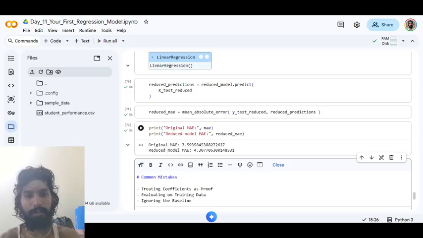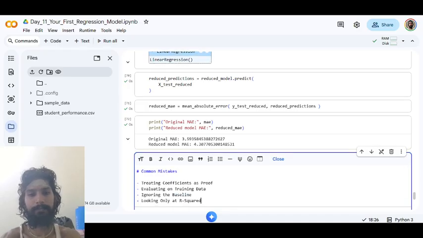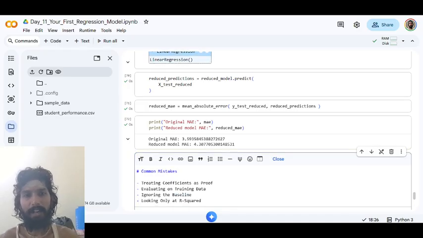Fourth mistake is looking only at R squared. A high R squared does not guarantee that every individual prediction is accurate. It also does not prove causation. We should examine MAE, RMSE, visual patterns, large errors, and the real world context.